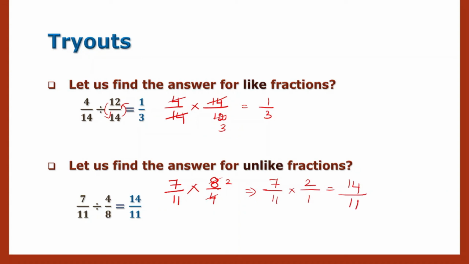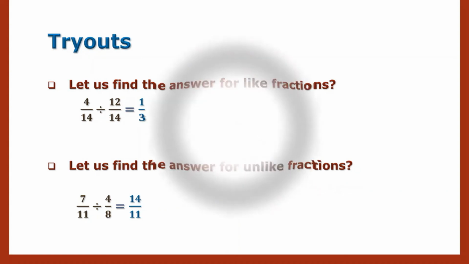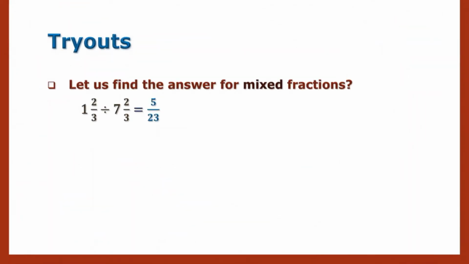Now let's try an example for mixed fraction. Consider an example 1 2 by 3 divided by 7 2 by 3. As usual, we have to convert the mixed fraction into an improper fraction, which is 3 into 1 plus 2 divided by 3, which is equal to 5 by 3, divided by 7 into 3, 21 plus 2, 23 by 3.